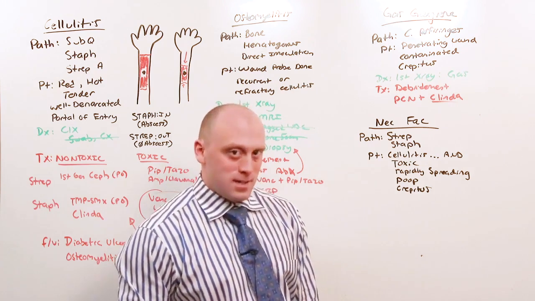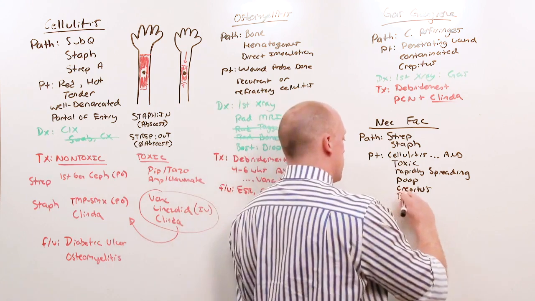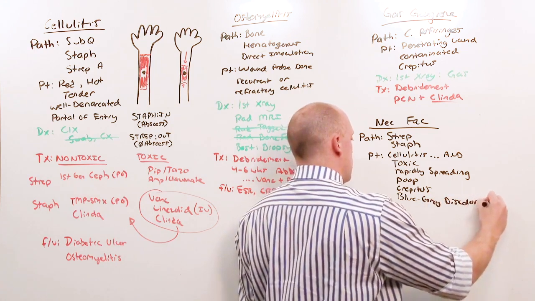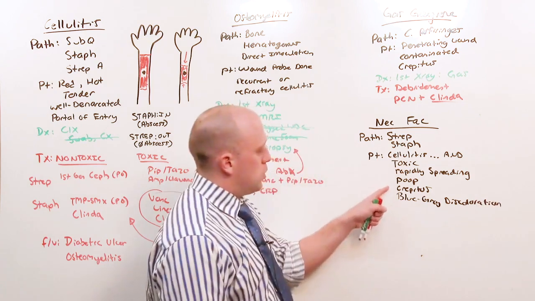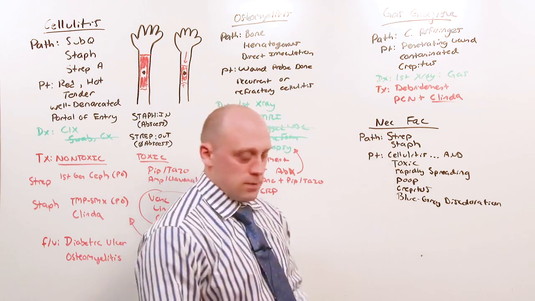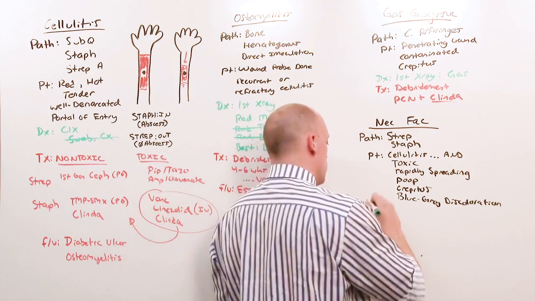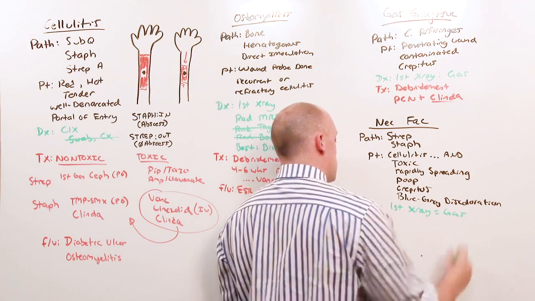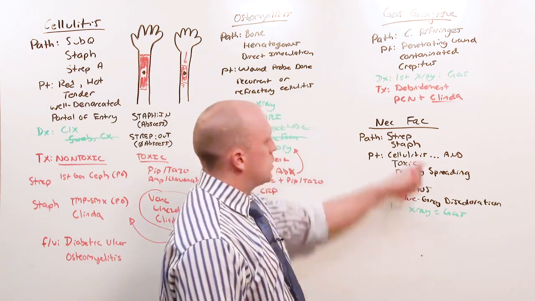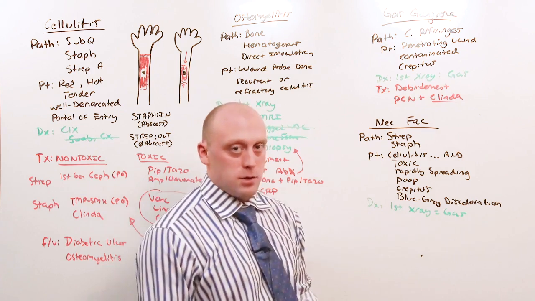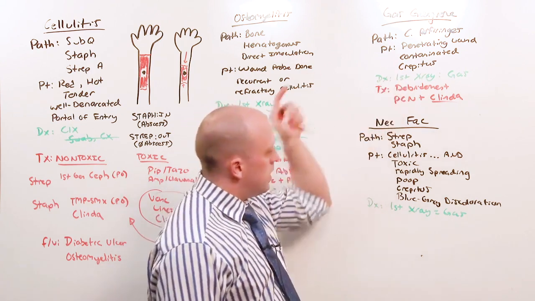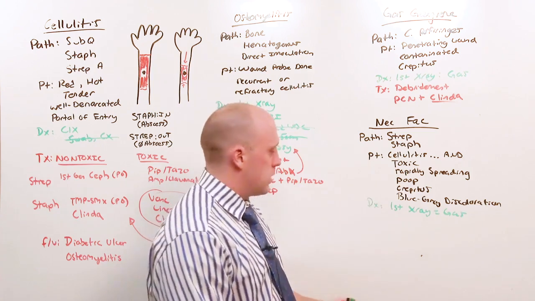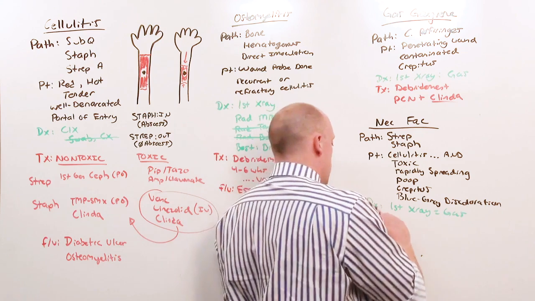What you might see on the test is blue-gray discoloration. If you see the words pain out of proportion or blue-gray discoloration on a cellulitis question, it's necrotizing fasciitis. The first thing you do is get an x-ray, and it will show you gas. So you see the crepitus and the gas are present in both gas gangrene and necrotizing fasciitis. But the contaminated wound is gas gangrene, whereas the typical cellulitis that's doing something weird is more likely to be necrotizing fasciitis. The treatment is immediate surgical debridement.